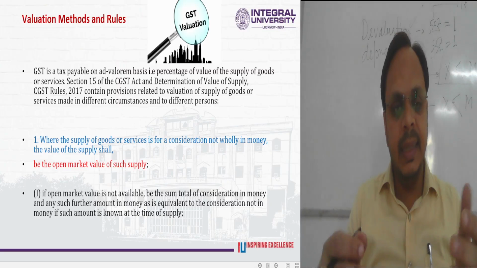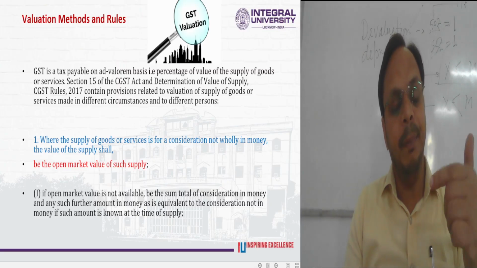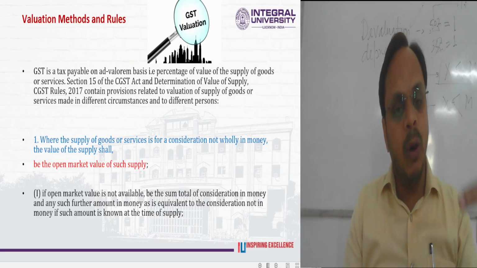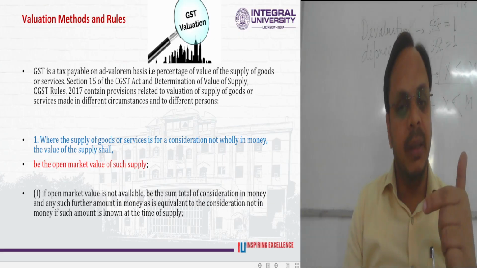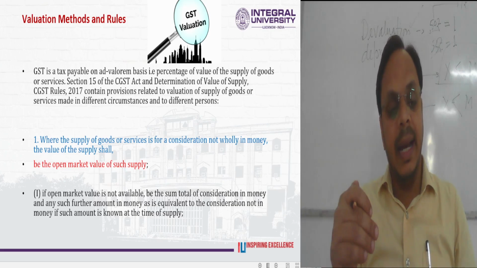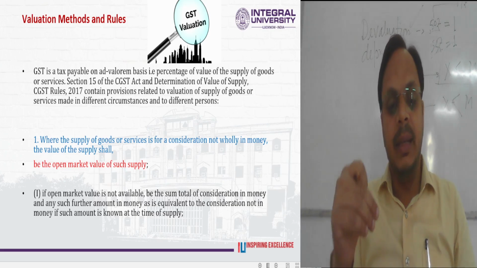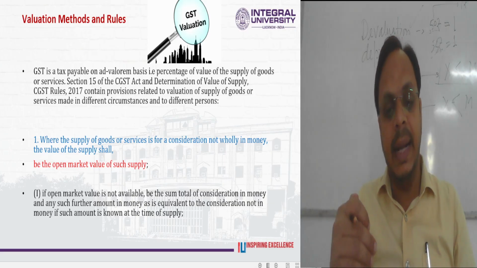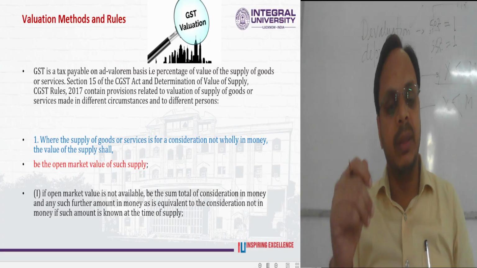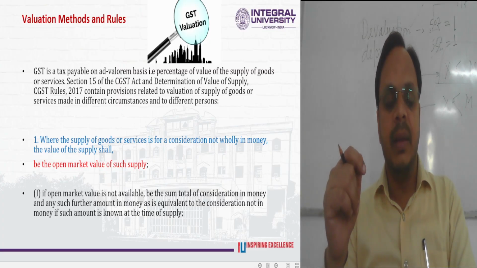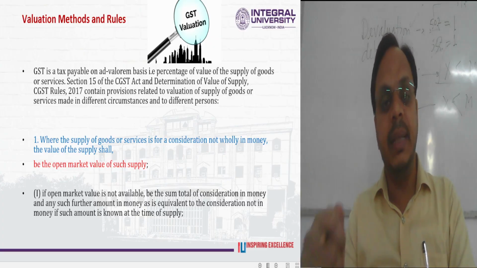So in this case, the rule first says that it shall be the open market value of such supply. If the open market value is not available, it shall be the sum of the total consideration in money and any such further amount in money as is equivalent to the consideration not in money, if such amount is known at the time of the supply. So the first rule in respect of valuation of goods and services means method and the rules.